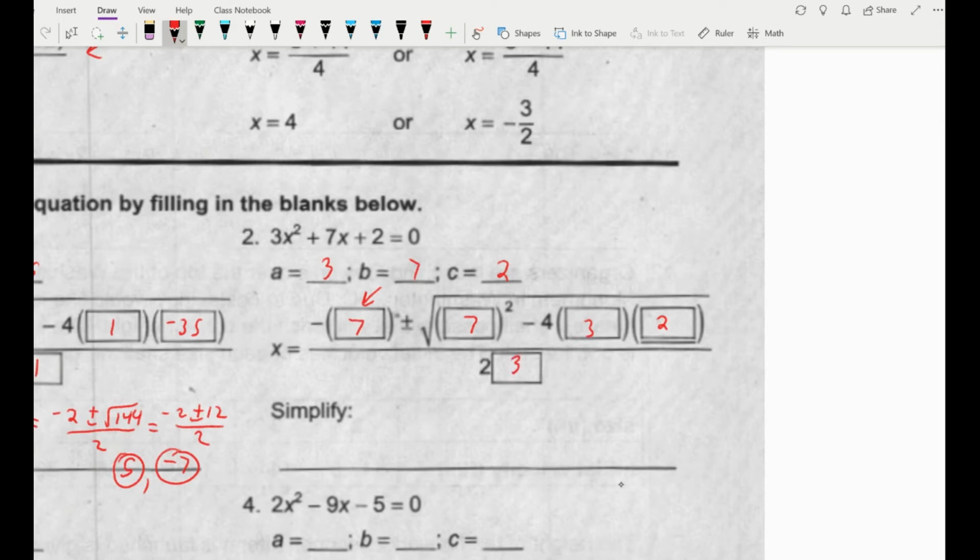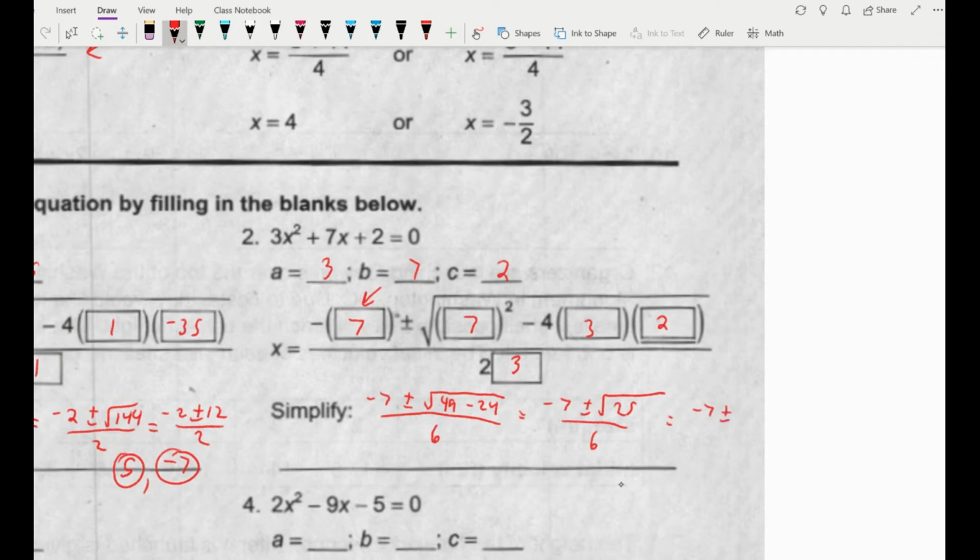Now we'll simplify it. We have minus 7, plus or minus the square root. 7 squared is 49, minus 4 times 3 times 2 is going to be 24, all over 2 times 3, which is 6. So we get minus 7 plus or minus the square root of 49 minus 24. Well, that would give us 25, all over 6. And we take the square root of 25, which is 5.